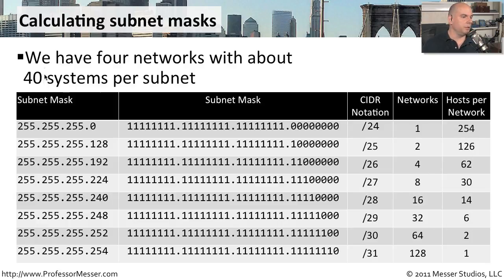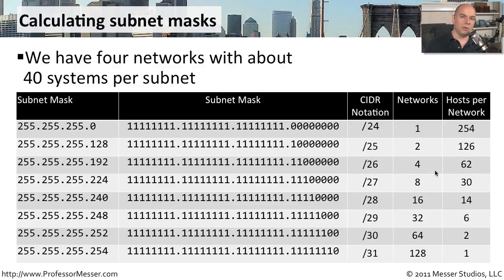Now, our magic number is 40 systems per subnet. And if we were to look at our options of how many hosts per subnet, well, we know we couldn't use a /28. That only allows 14. We couldn't even use a /27. That only allows 30 hosts per subnet. But you'll notice a /26 would allow us 62 hosts per subnet.